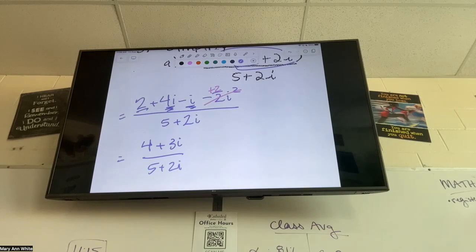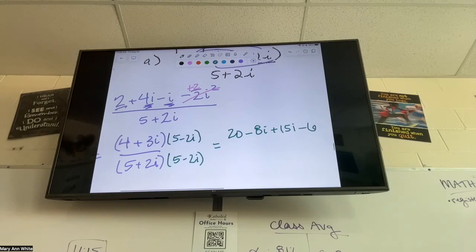At this point, we're going to multiply by our conjugate. What's the conjugate I'm going to multiply on top and bottom? Awesome, 5 minus 2i. Again, we're going to FOIL. So I've got 20 minus 8i plus 15i minus 6i squared, all over 25 minus 10i plus 10i minus 4i squared.